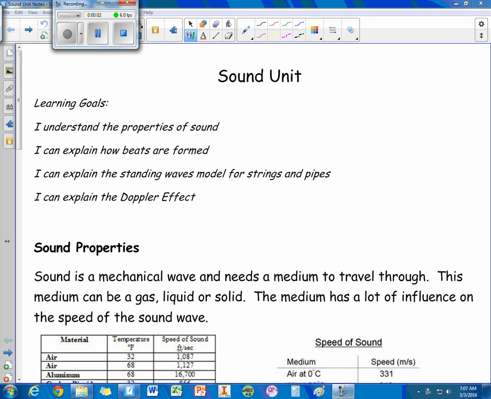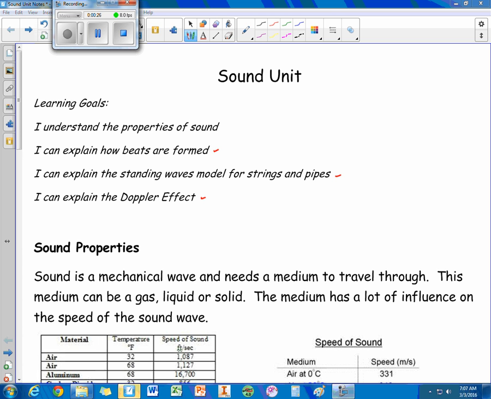Okay, this is the sound unit notes. With this unit, the learning goals, I want you to understand the properties of sound. I want you to explain how beats are formed, which, if you remember, we've already kind of covered. I want you to be able to explain the standing wave model for strings and pipes, which we've already covered. And I want you to explain the Doppler effect, which we also kind of covered.